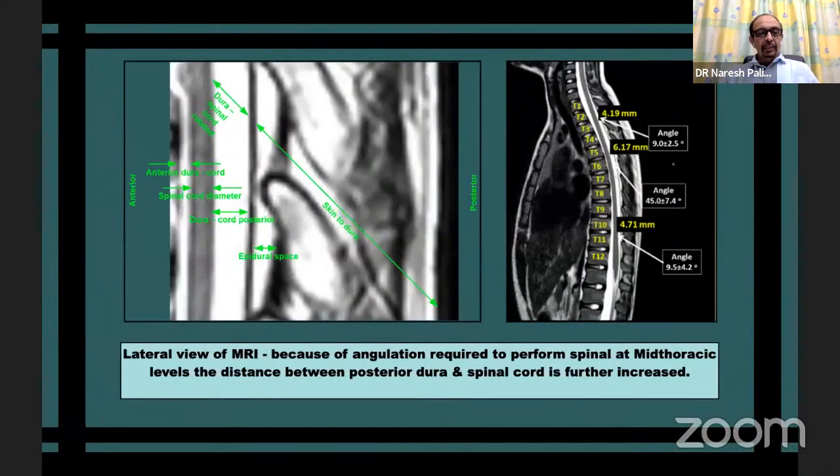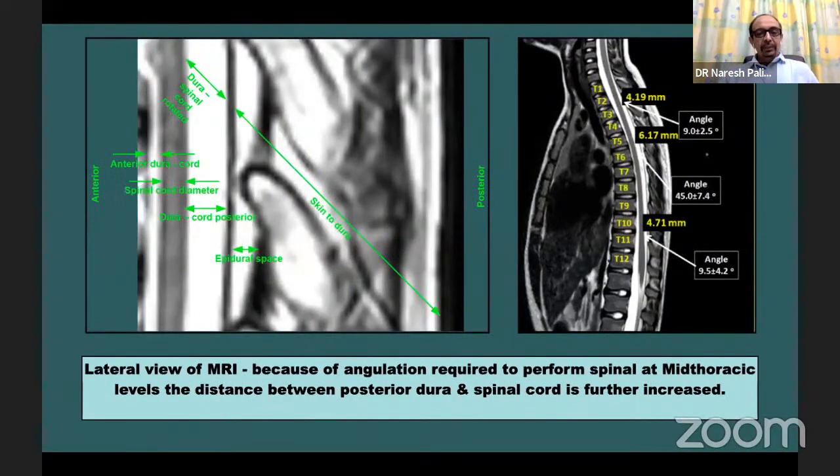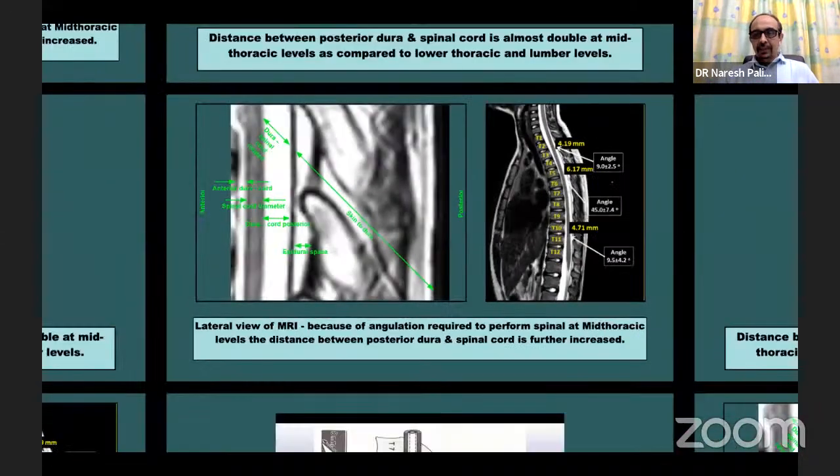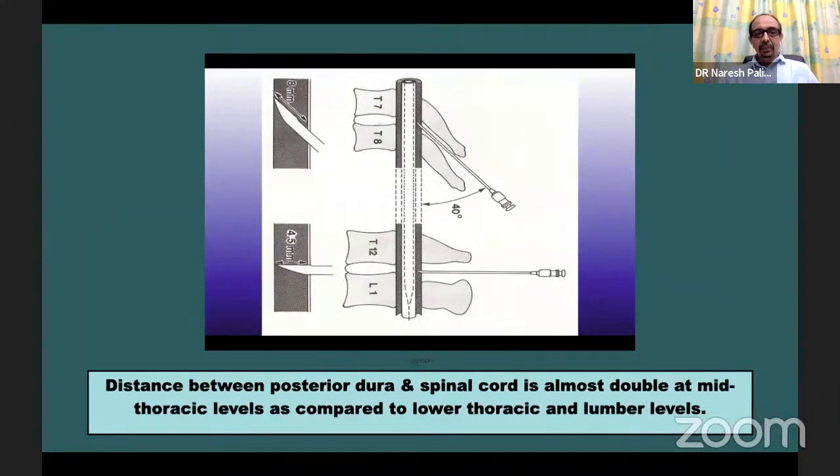This is again a midline MRI. Because of the angulation required to perform a spinal anesthesia at mid-thoracic levels, you need an angulation of almost 40 to 45 degrees. The distance between the posterior dura and the spinal cord is further increased. You can see here the distance is almost 8 millimeters as compared to 4.5 millimeters at the lower thoracic level.